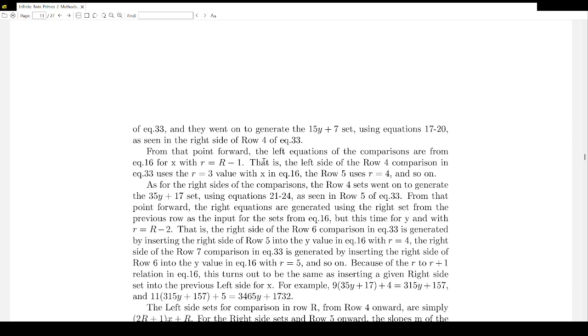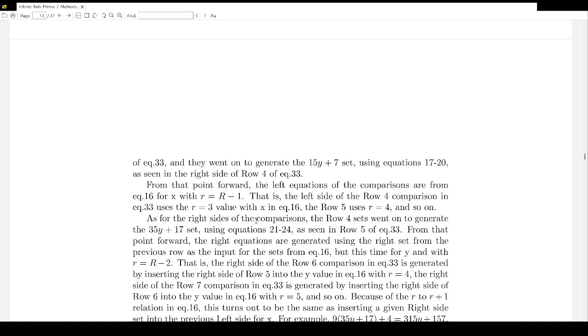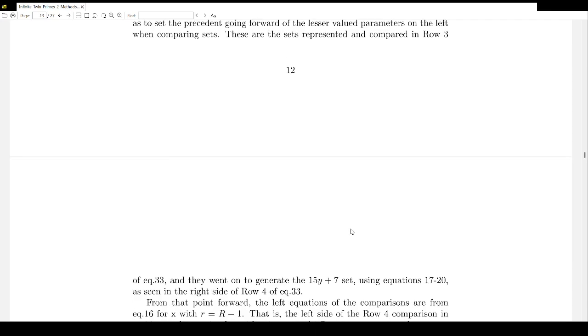So from that point forward, the left equations, I mean this group over here, of the comparisons are from equation 16 for x with little r equals big R minus 1. So what do I mean here? I'll put this in words. That is, the left side of the row 4 comparison in equation 33 uses the r equals 3 value with x in 16. The row 5 comparison uses r equals 4.